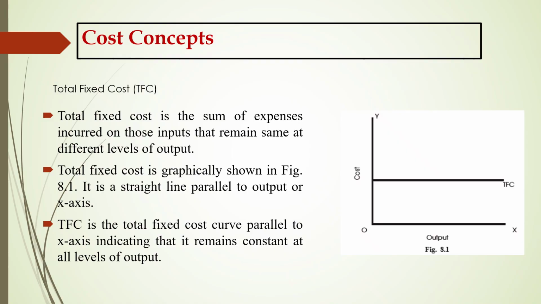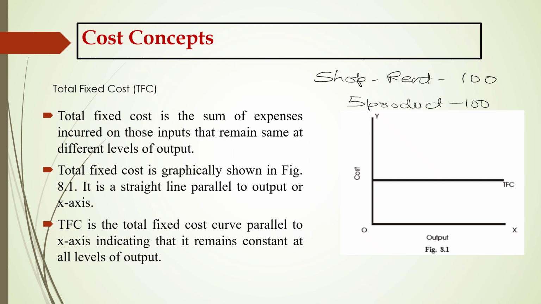So I'll just give you one example. If you take a shop, so if I take a shop on rent, the rent is 100 per month. If in this shop I am making 5 products in a month, how much rent do I have to pay? I have to pay 100 as rent.